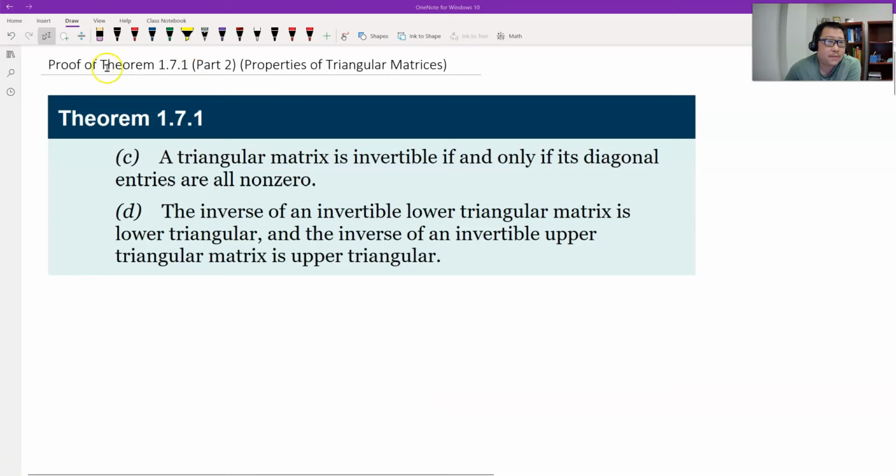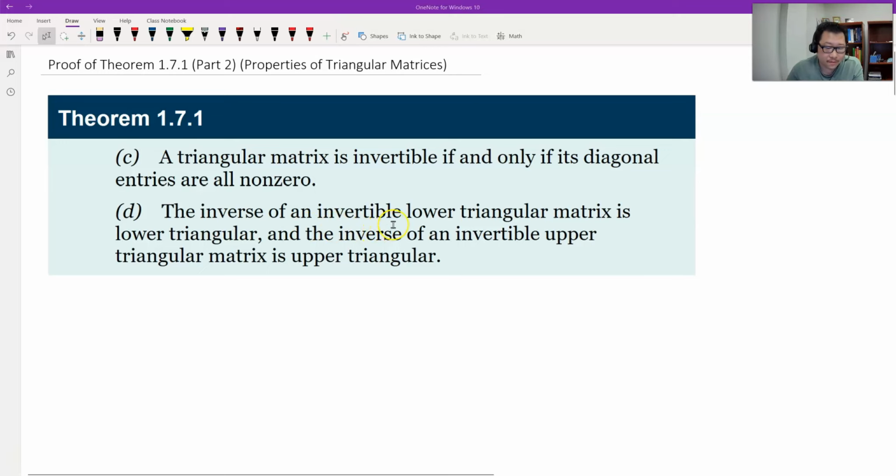In this video, let's prove Theorem 1.7.1, the second part, properties of triangular matrices. A triangular matrix is invertible if and only if the diagonal entries are all nonzero. Let me introduce a direct proof. In the future, we will have another proof using the determinant.